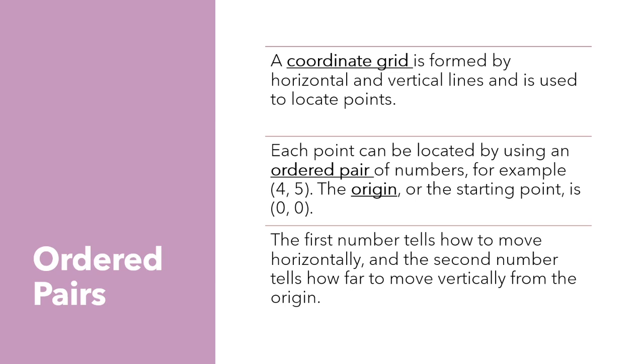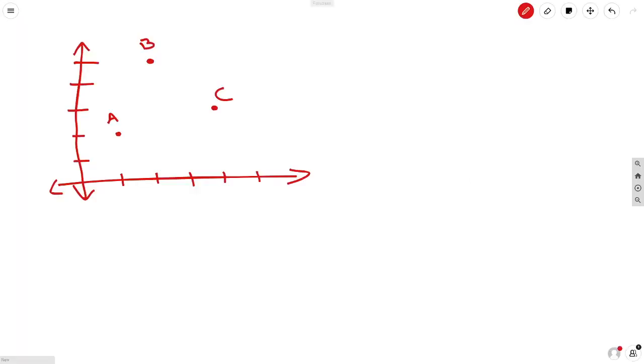Alright, let's look at some examples. So here's an example of what a coordinate grid might look like. Now we're being asked what is the ordered pair for A, what is the ordered pair for B, and what is the ordered pair for C. So we're looking for our two numbers here, our X and our Y. Remember, the first number is moving horizontally. The second number is moving vertically.